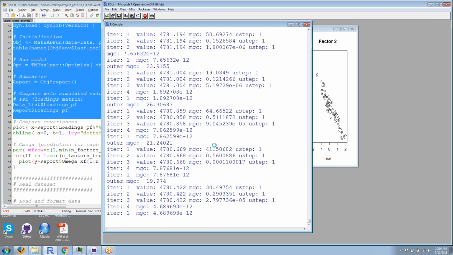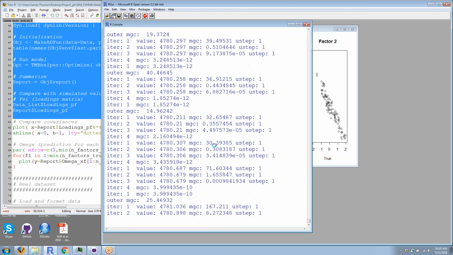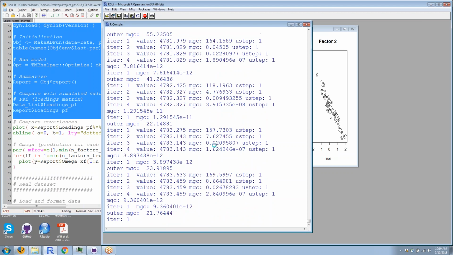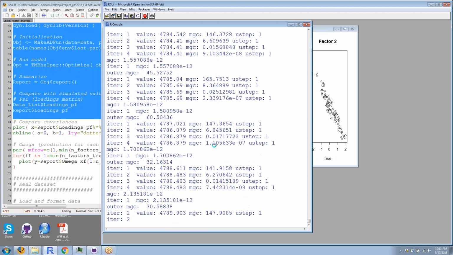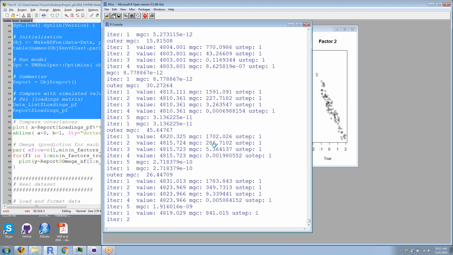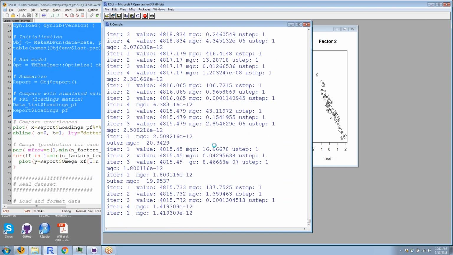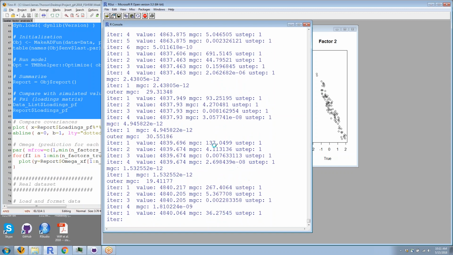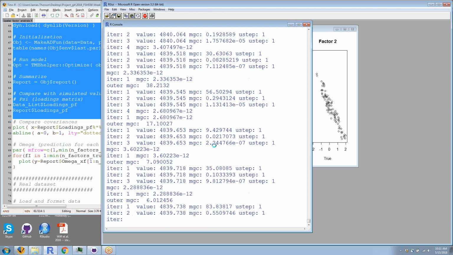If you had in your model more factors than actually truly existed, would you have two that worked and then one that was close to zero? Yeah, exactly. And you could use this script to confirm that. I don't think, just because I'm nervous about my car, I don't think I have to cover that. Makes sense.